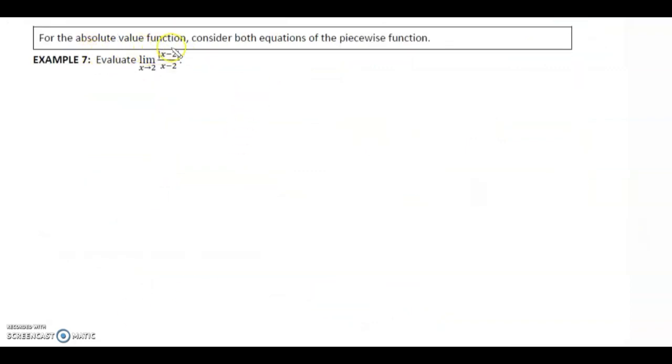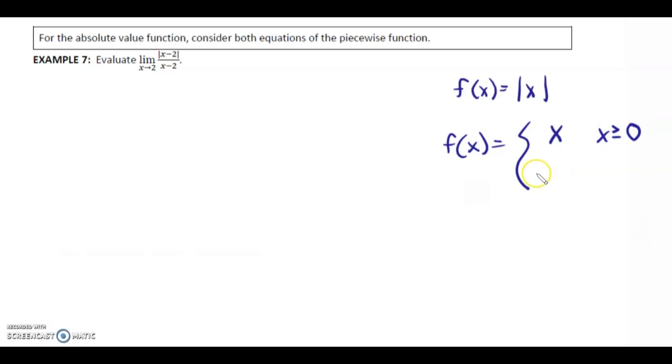Okay, so for the absolute value function, consider both equations of the piecewise function. As a review, if we have f of x equals the absolute value of x, this actually is the piecewise function where we take x when x is greater than or equal to 0, and we take negative x if x is less than 0. And all that's really going to do is make everything positive.